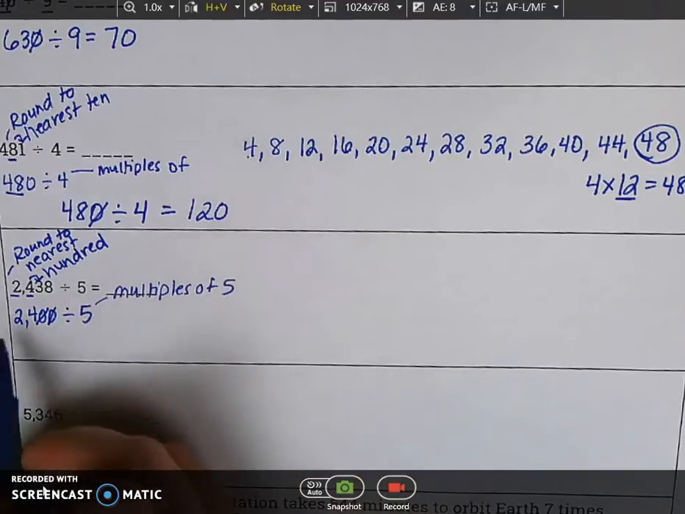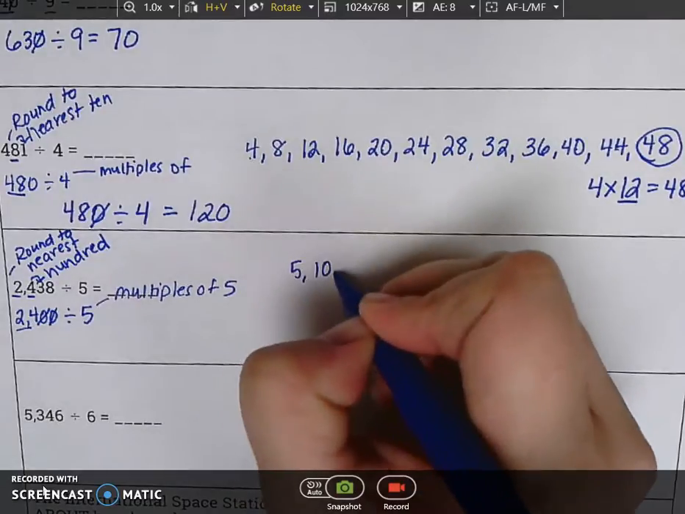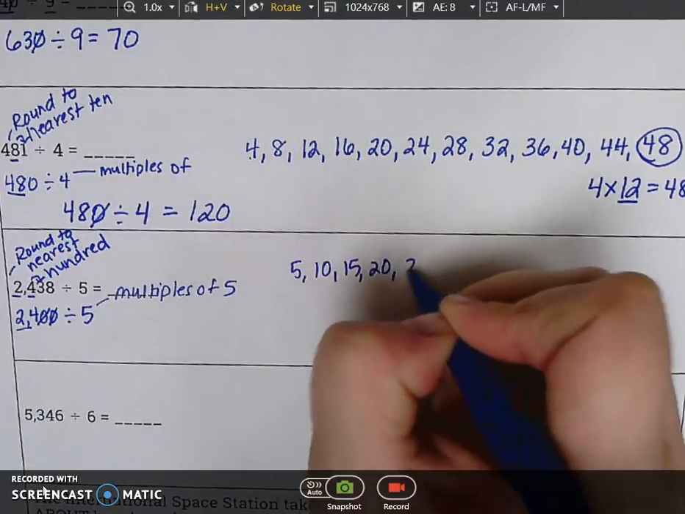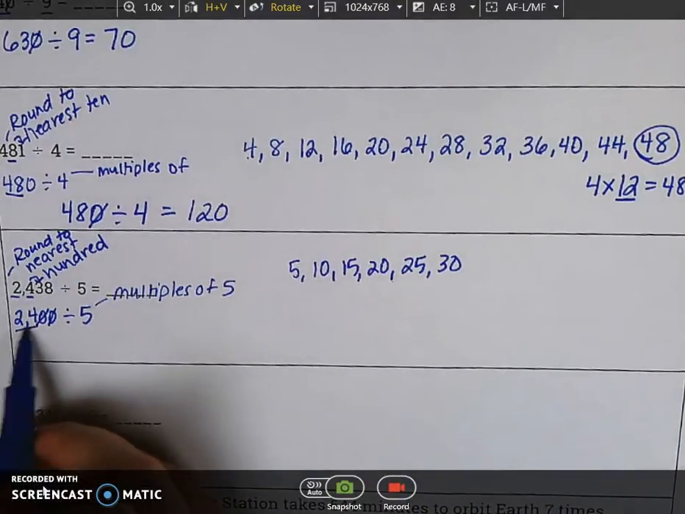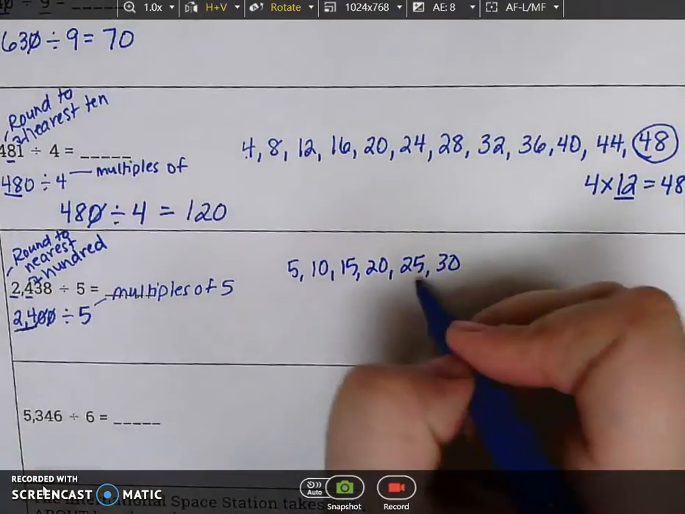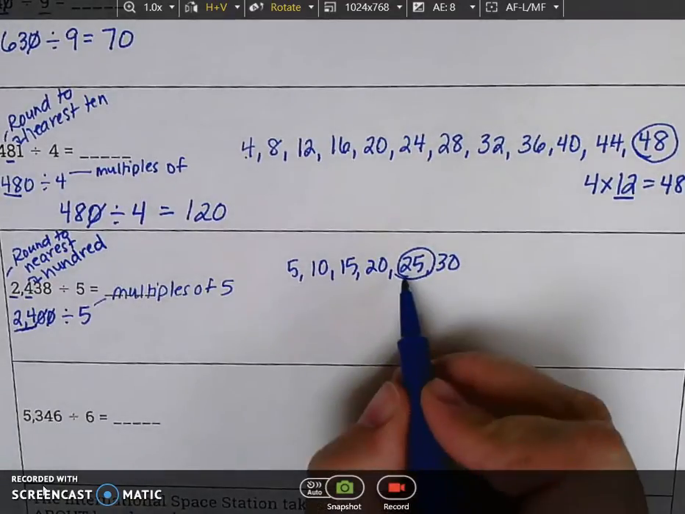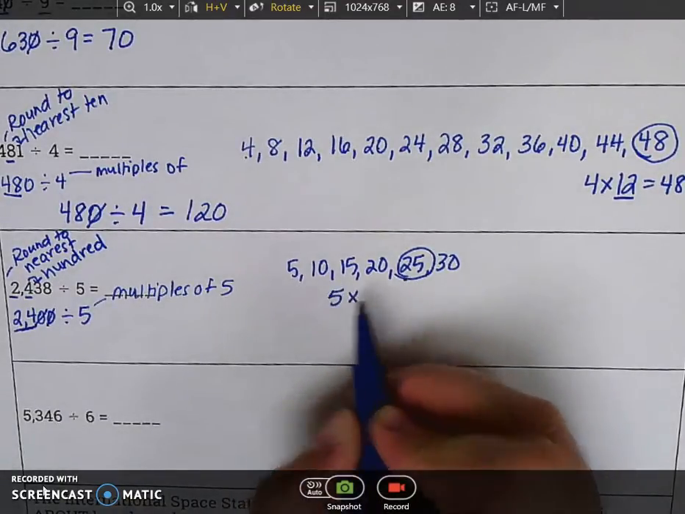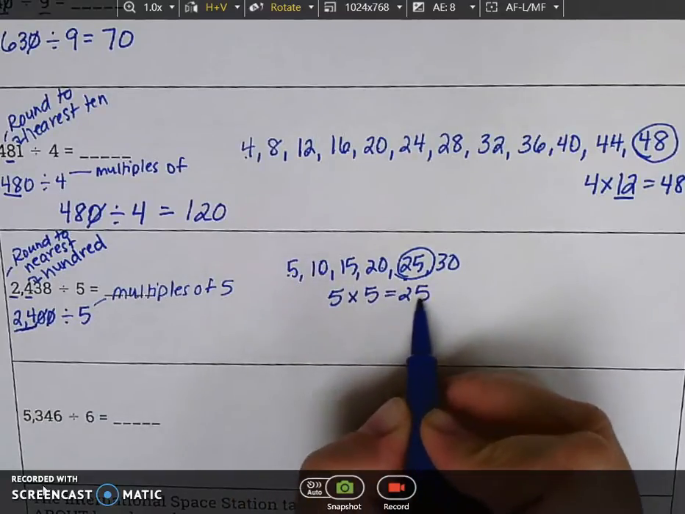And I want to get as close to 24 as I can. So 5, 10, 15, 20, 25, 30. I think I can stop there, because I just want to get as close to 24 as I can. As close to 24 as I can would be 25. So what would that be? It would be 5 times 1, 2, 3, 4, 5 equals 25.